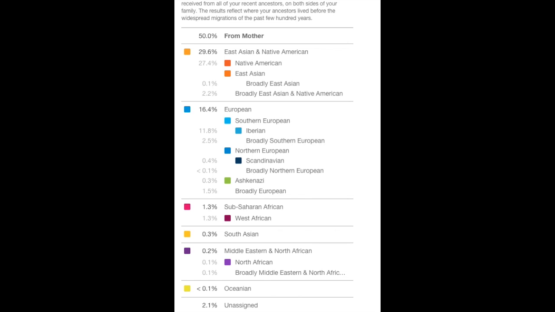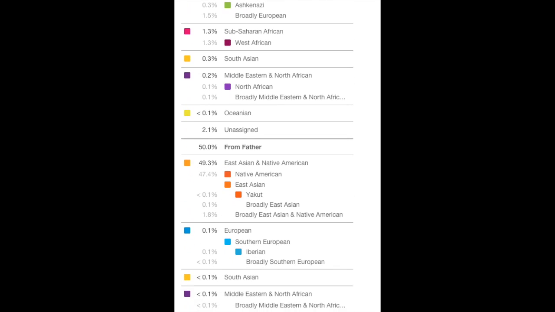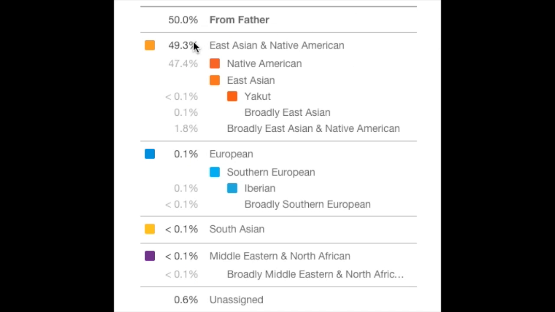From my father I get 50% of this: 49.3 East Asian and Native American, 0.1 European, less than 0.1 South Asian, less than 0.1 Middle Eastern and Northern African, and 0.6 unassigned.